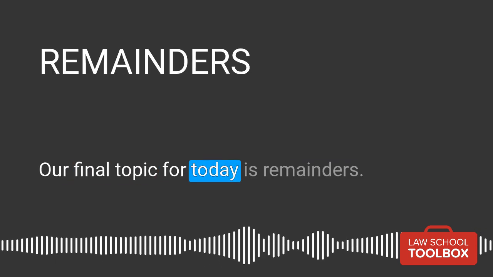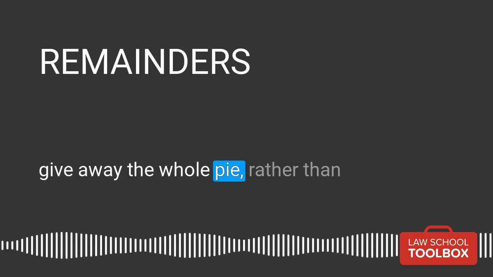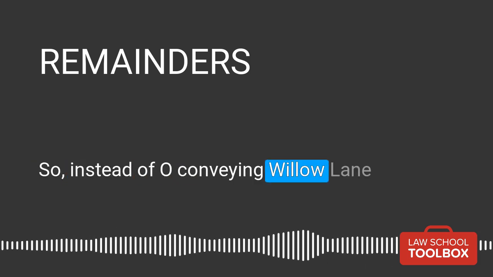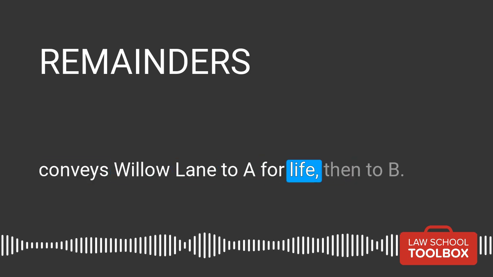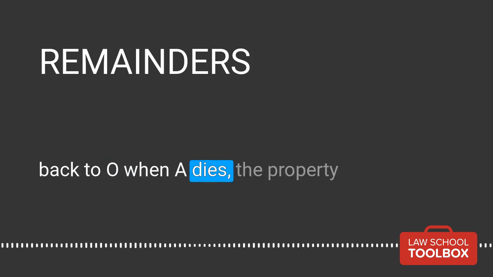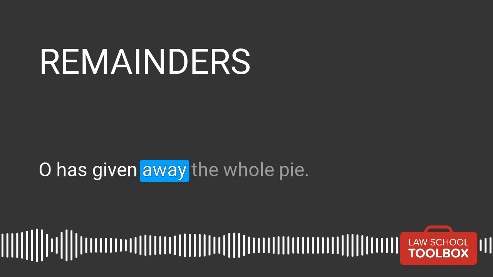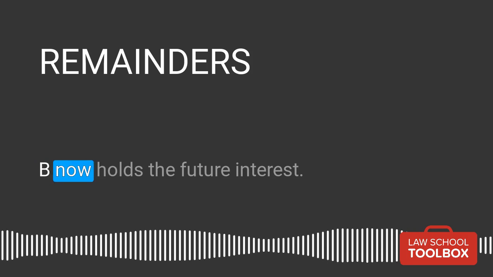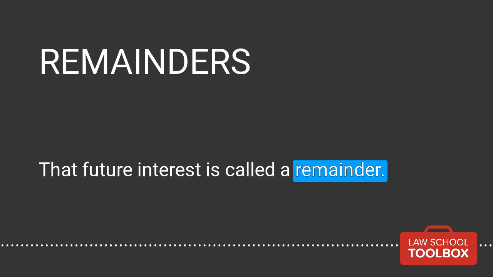Our final topic for today is remainders. Sometimes a grantor may decide to give away the whole pie rather than keep a reversion for themselves. So instead of O conveying Willow Lane to A for life, the example would read O conveys Willow Lane to A for life, then to B. Instead of the property reverting back to O when A dies, the property will pass to B in a fee simple absolute. O has given away the whole pie. A holds the present interest, while B now holds the future interest, and that future interest is called a remainder.